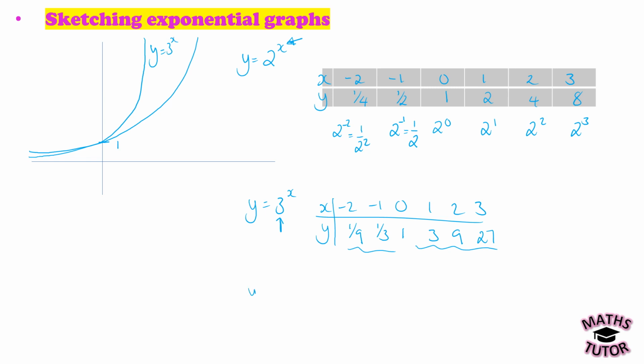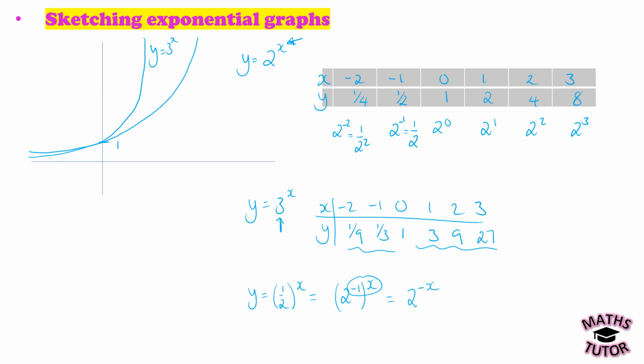What about y equals half to the x? So this is really the same as 2 to the -1 to the x, and then using our powers of indices, you can times them together. That's really 2 to the 1 times -1 times x, which is just going to be -x.